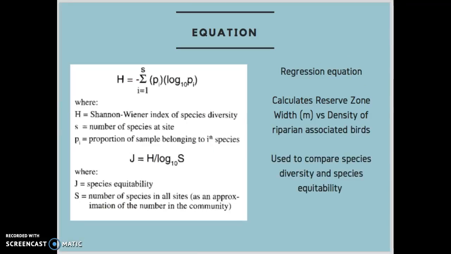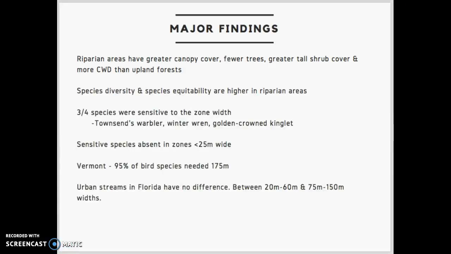This regression equation calculates the reserve zone width versus the density of riparian-associated birds. It's used to compare the species diversity and species equitability. Major findings of the project were that species diversity and equitability were higher in riparian areas. Riparian areas have a greater canopy cover, fewer trees, greater tall shrub cover, and more CWD than upland forests.